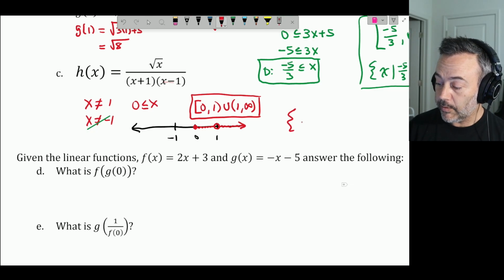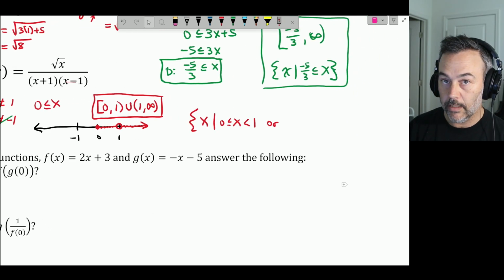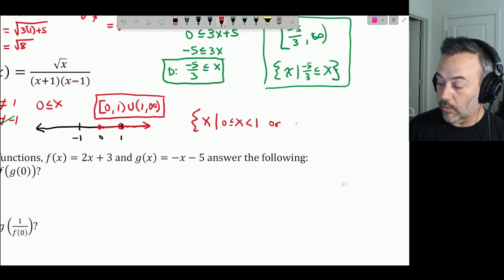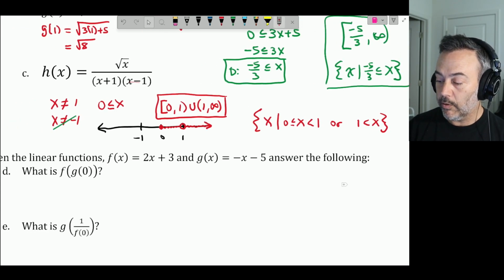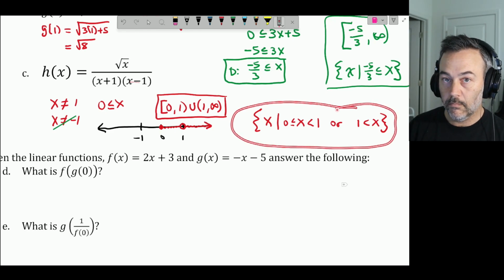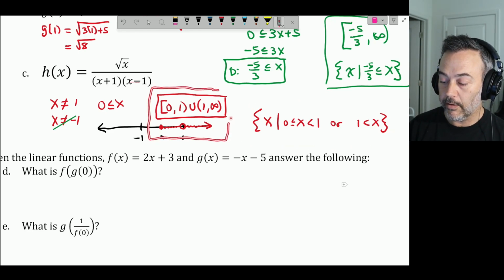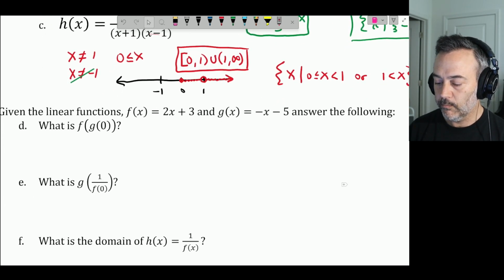The textbook would put the set of all x such that x is greater than or equal to 0 and less than 1, or, since it's a disjunction, or x is greater than 1. I never will require you to use this notation. I personally think that graphs and interval notation is a lot simpler. But you can answer with any way you want as long as it's clear.